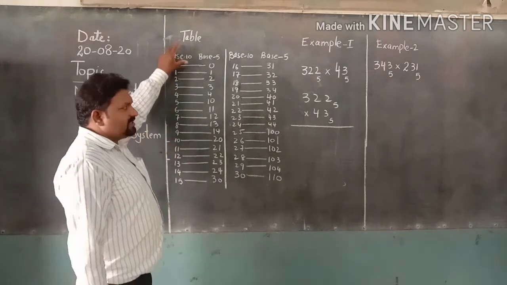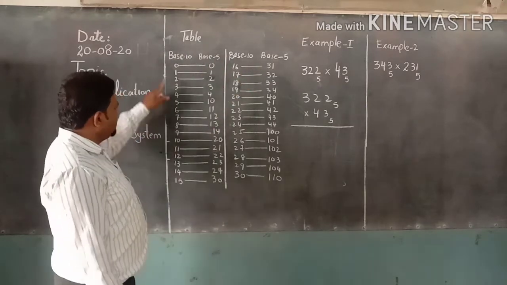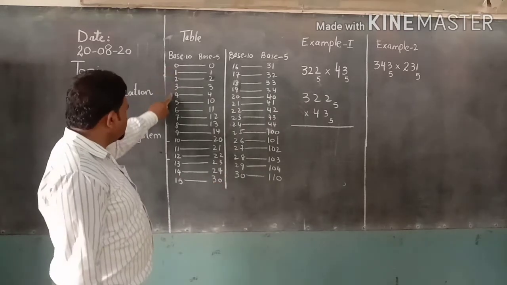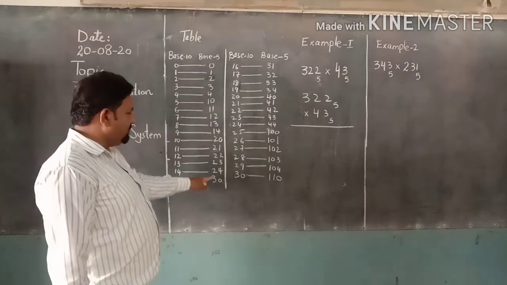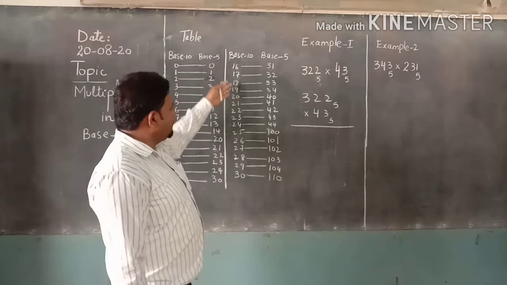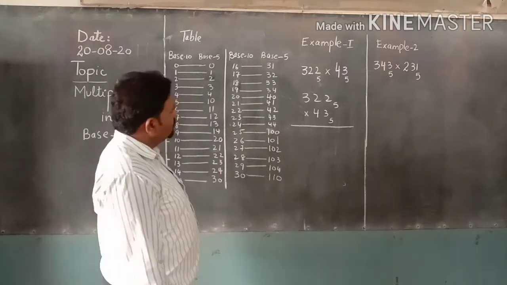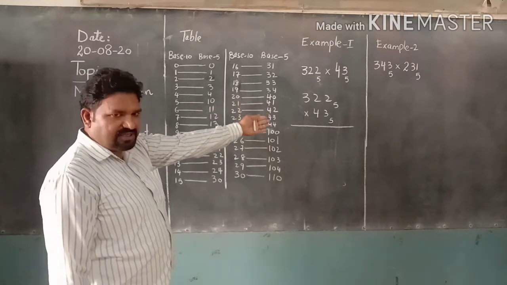Today's topic is multiplication in the base 5 system. By this table you can multiply these questions. I have written the numbers 0 to 30. These numbers are in base 10 and these numbers are in base 5. By using this table you can solve these sums.